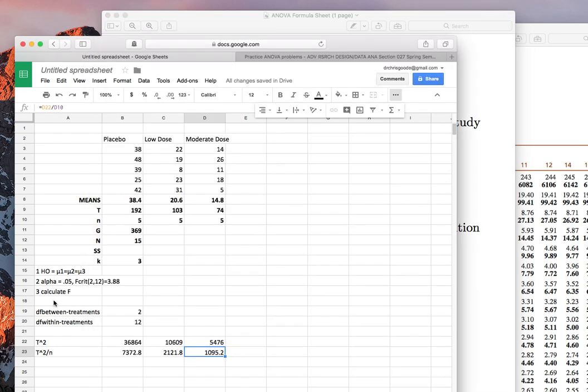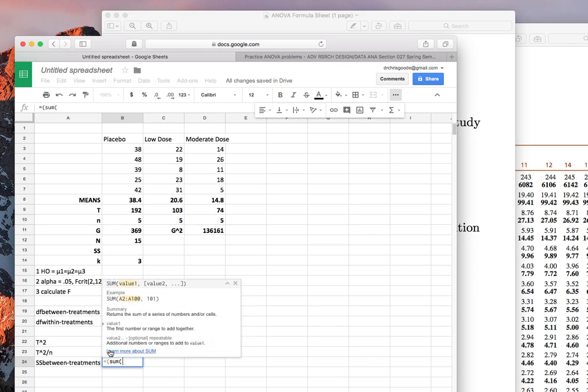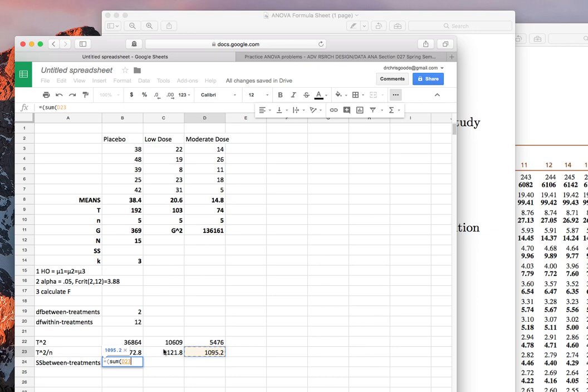But I need G squared over big N. I could put G squared over here. We've got room. That's G squared. I think I can go ahead and do it now. So we can solve for sum of squares between treatments by taking the sum of T squared over n, these, and then subtracting this quantity, G squared divided by big N. Alright, so that's our sum of squares between treatments.